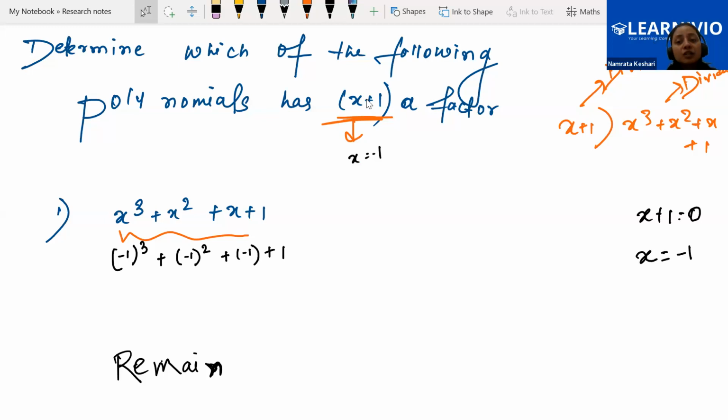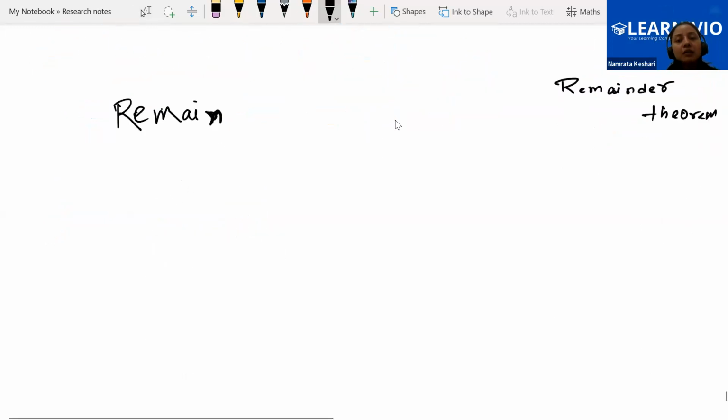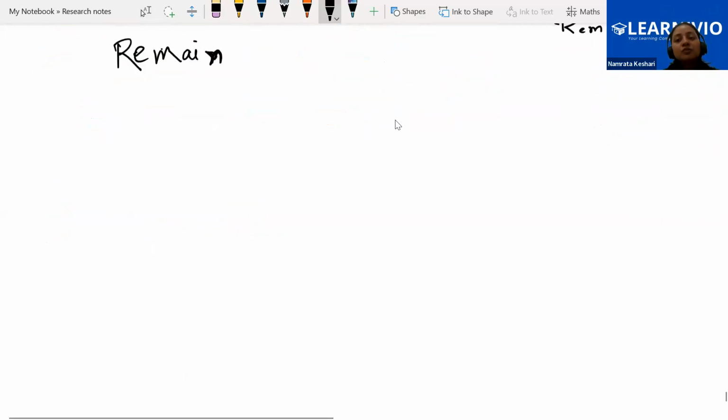Because there was a magical theorem called the remainder theorem, which is omitted from your syllabus. That theorem said that if you want to find the remainder, directly you can take out the zero of the divisor and substitute it in the dividend, and you will end up having the remainder. Suppose you are going to do the division like this: x plus 1, x cube plus x square plus x plus 1.